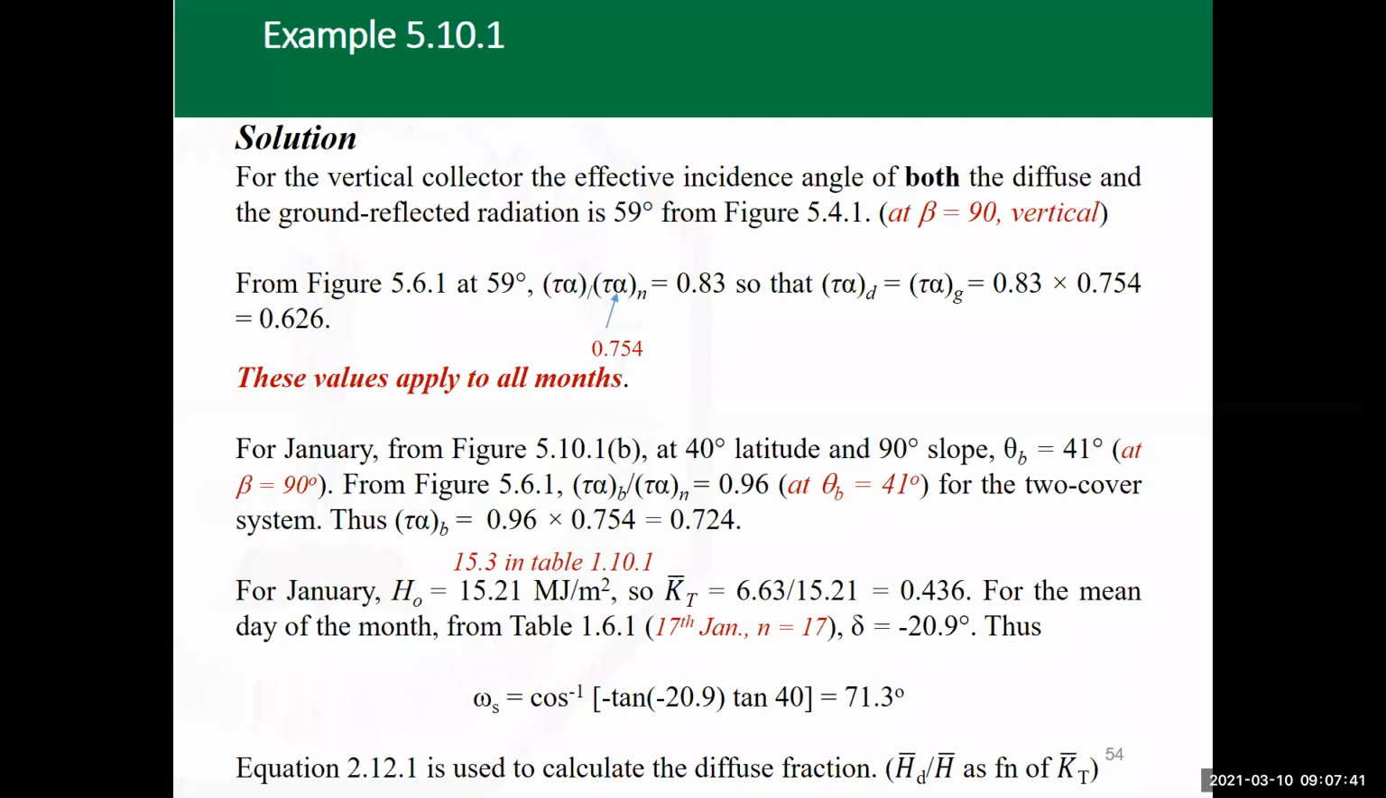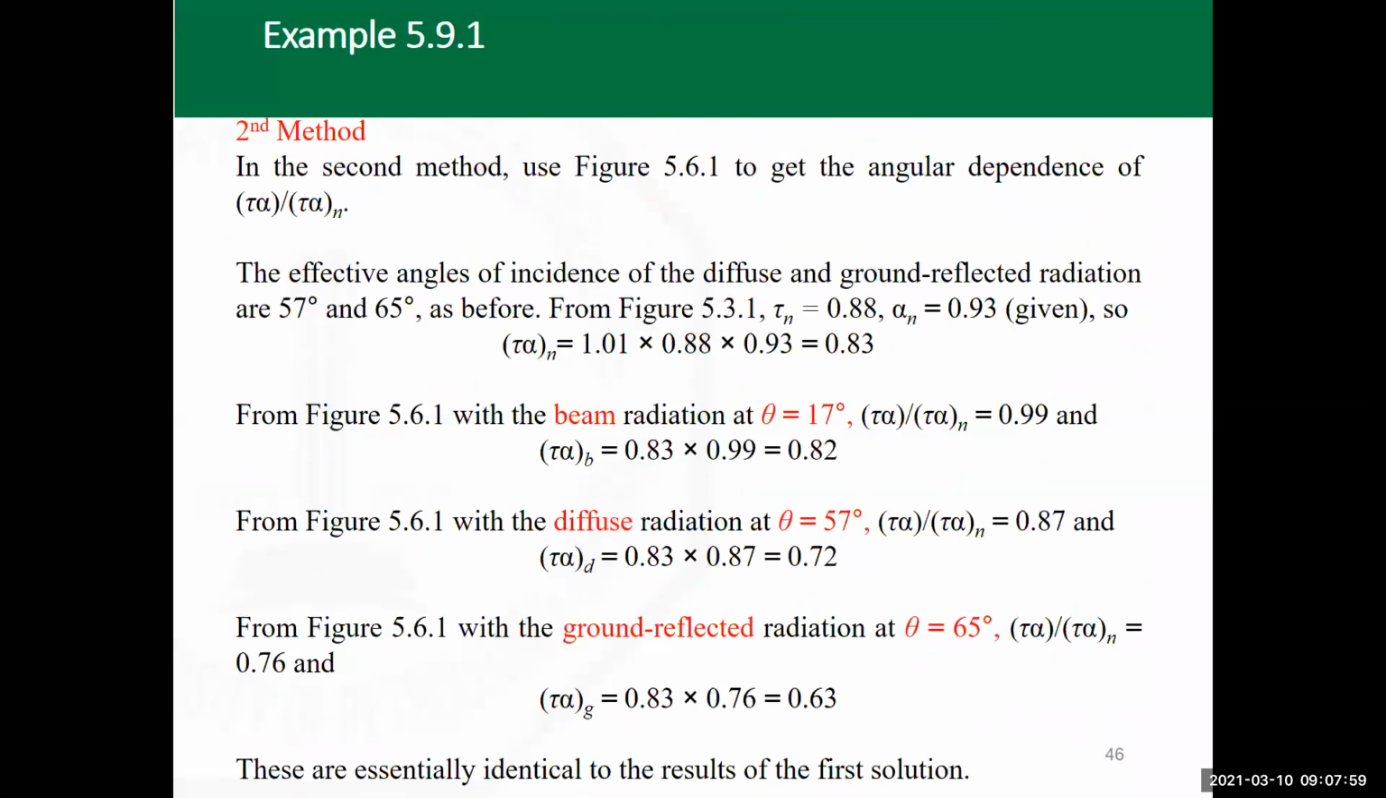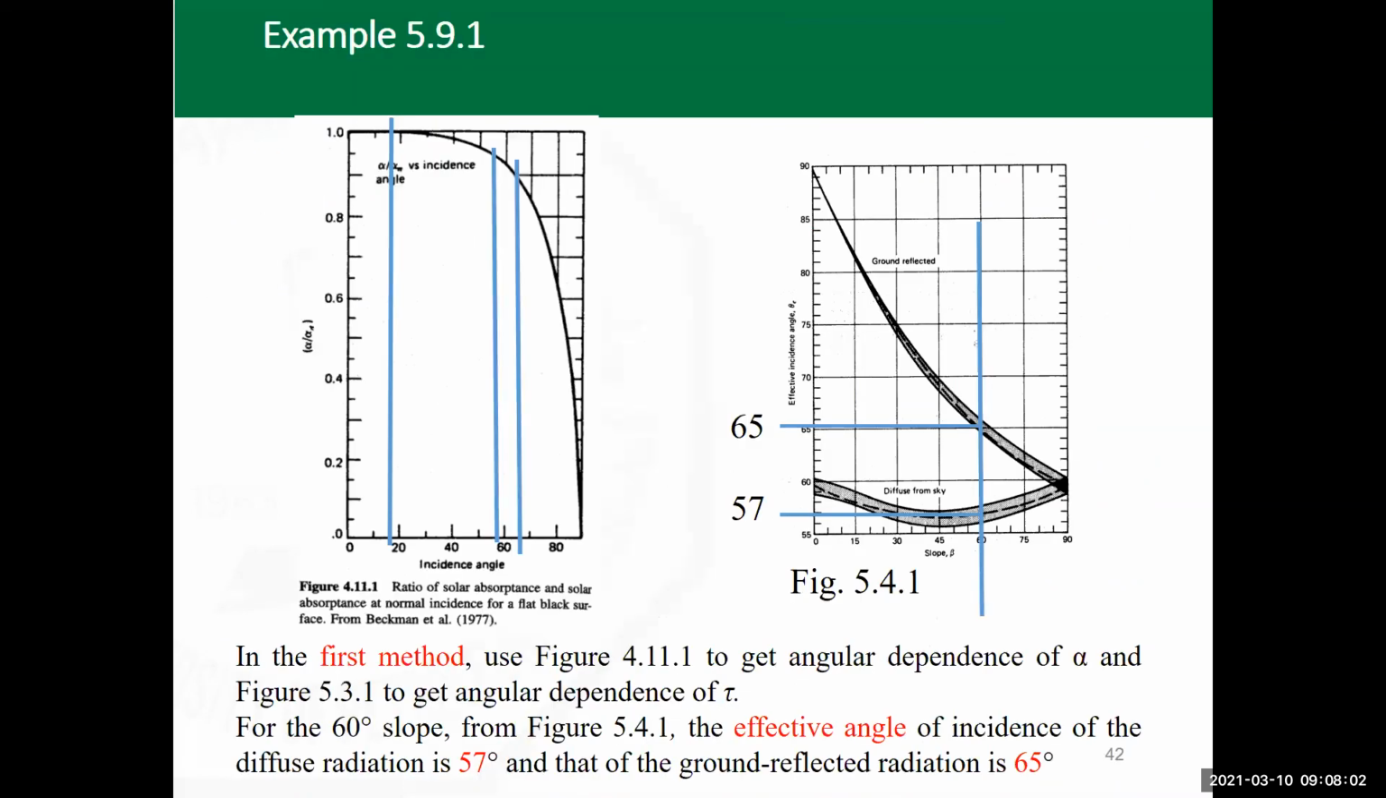In figure 5.4.1, what we are going to do is look at a condition at beta equal to 90 and get the values of the effective incident angle. Now we're talking about a slope. It says it's vertical, so the slope is 90. And at 90, both the diffuse component from the sky and the ground reflected component meet at this point, at this value.